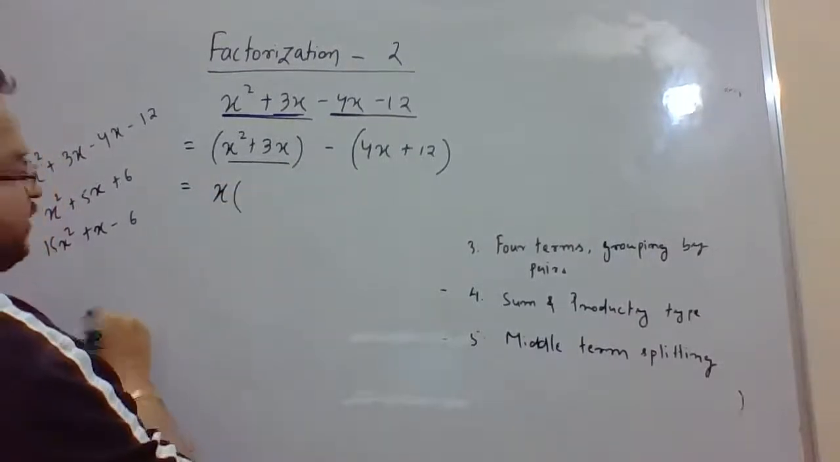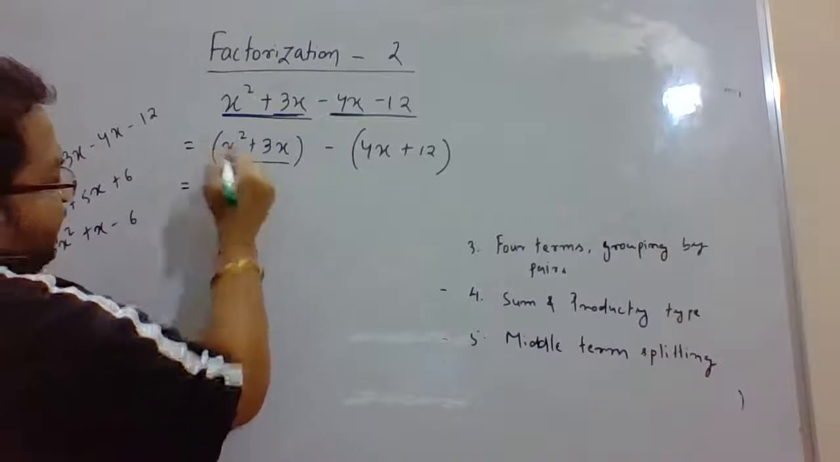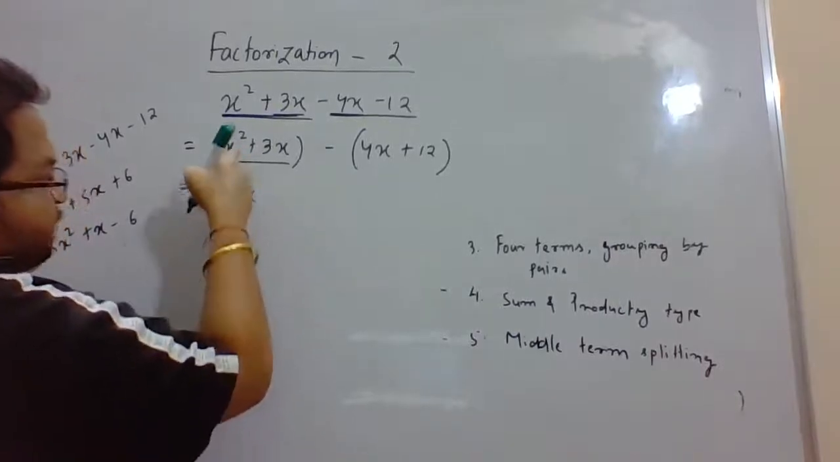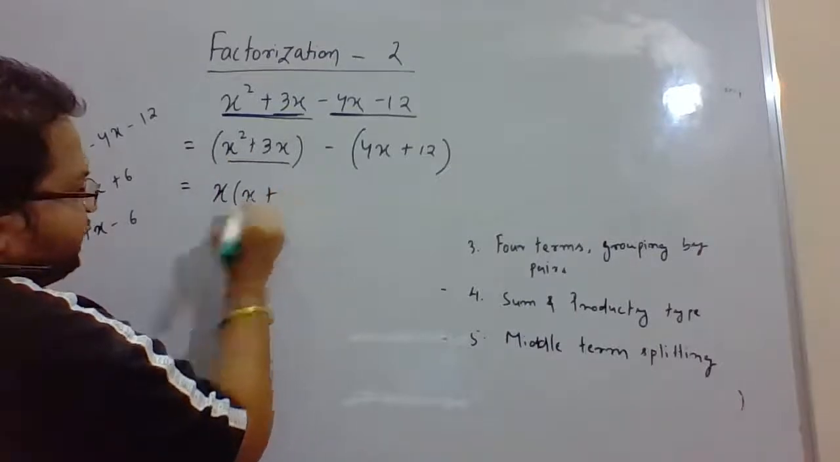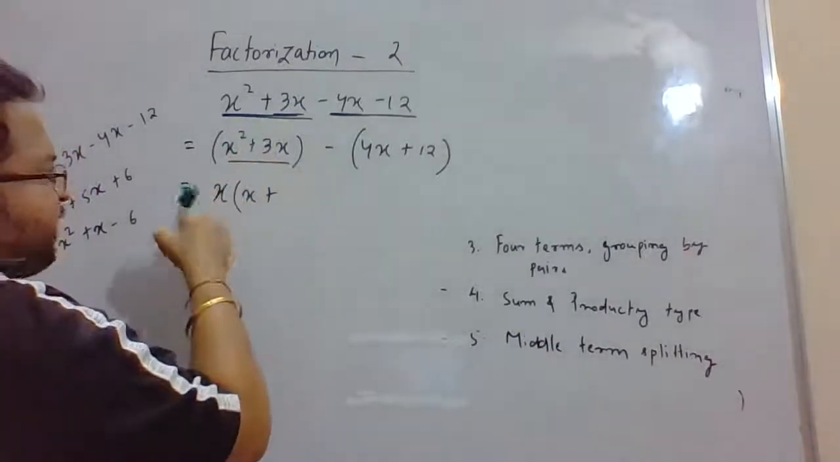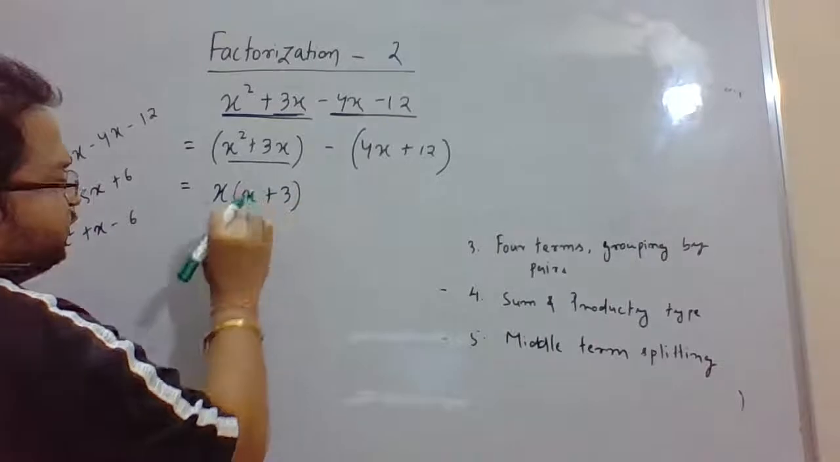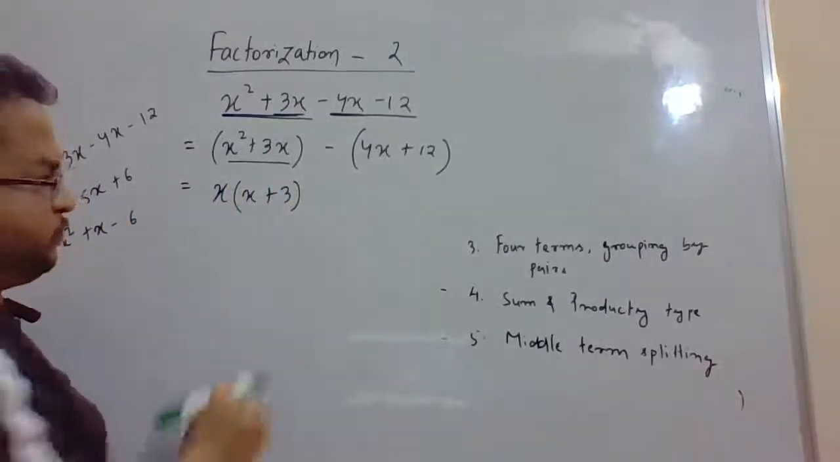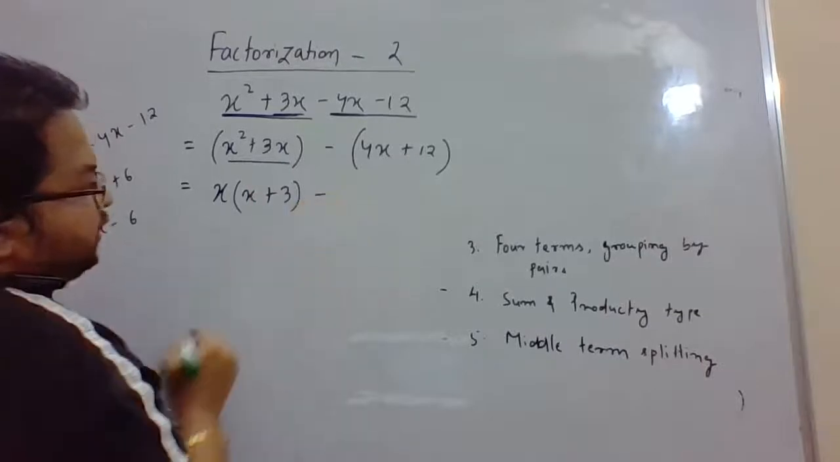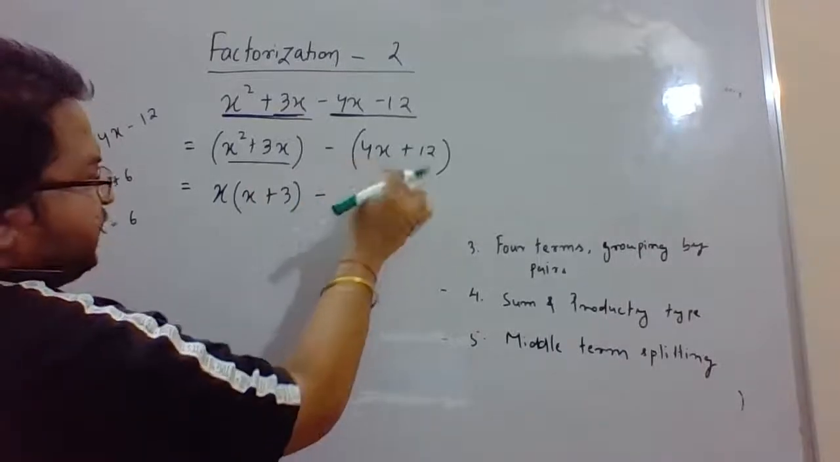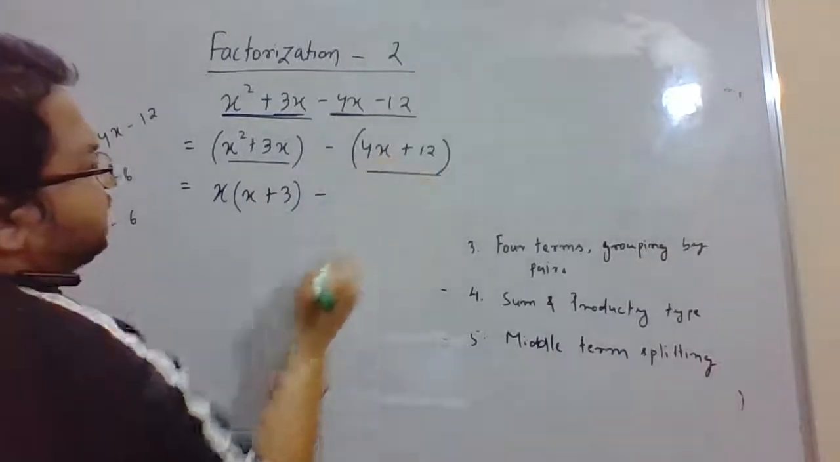So what would be the remainder? The remainder would be, here it is. For the first term, x squared by x equals x, plus sign, I retain the plus sign, 3x by x is nothing but 3. So x plus 3, right? There's a minus sign between both of these terms, so I'll retain the minus sign and let us see how this part changes.